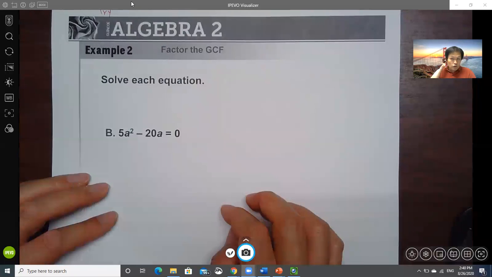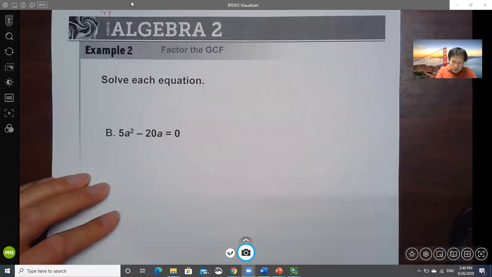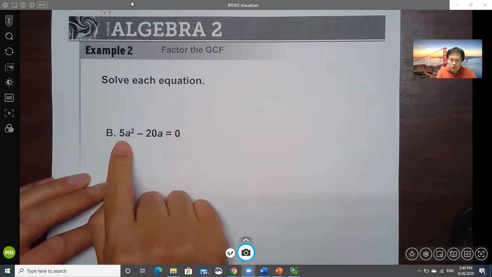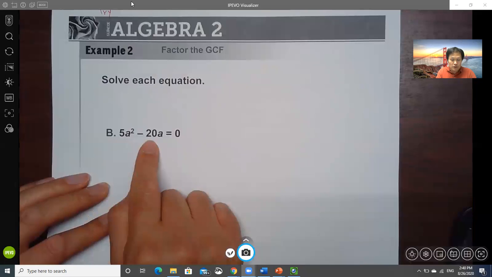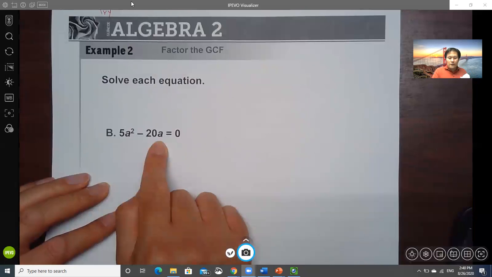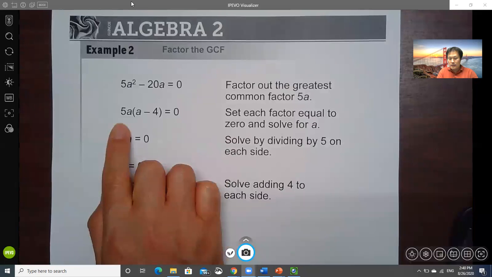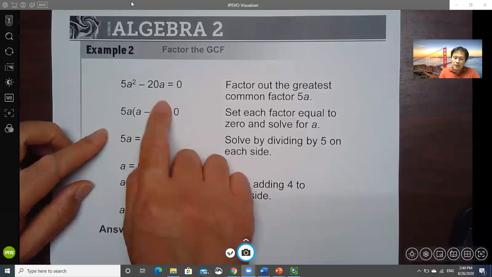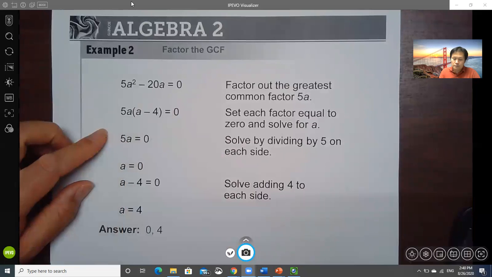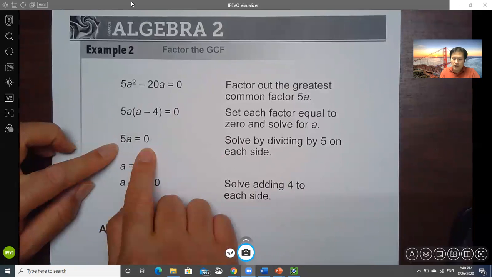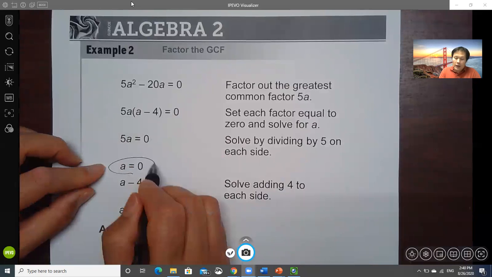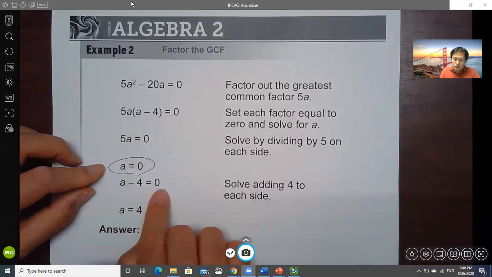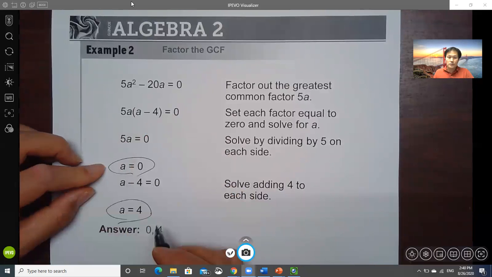So here, they do GCF first. You take a look at it, what goes in here, what goes in here. 5 can go into 5, 5 can go into minus 20, so 5, also A. So you gotta take a GCF out, which is 5A. Then you will have A minus 4 left. 5A equal to 0, you got A equal to 0. A minus 4 equal to 0, you get A equal to 4. So you got two answers, 0, 4.